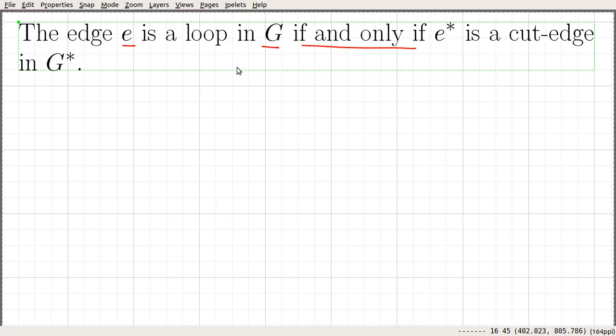Okay, so before proving this statement, let's look at an example. The statement reads: if E is a loop in G, then E star is a cut edge in the dual graph, and similarly if E star is a cut edge in the dual graph, then E is a loop in the graph G.